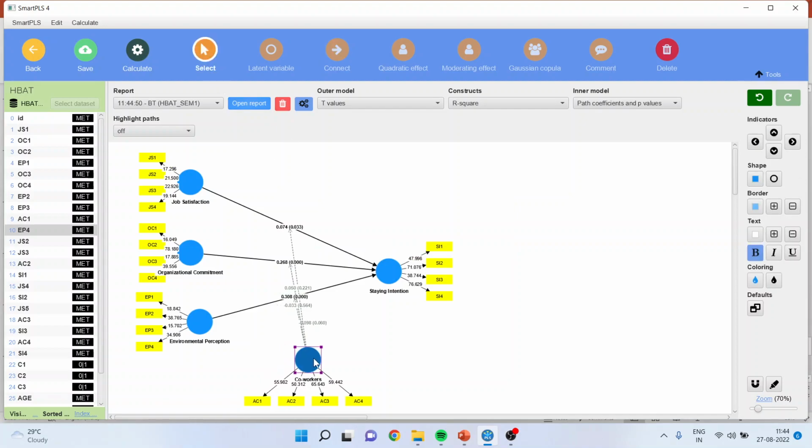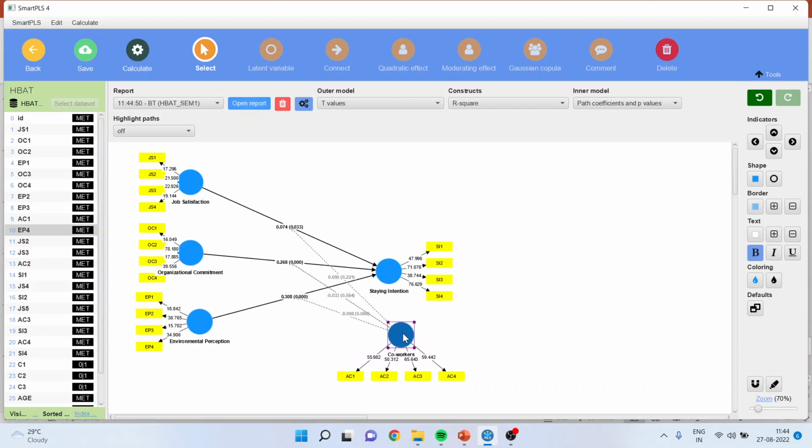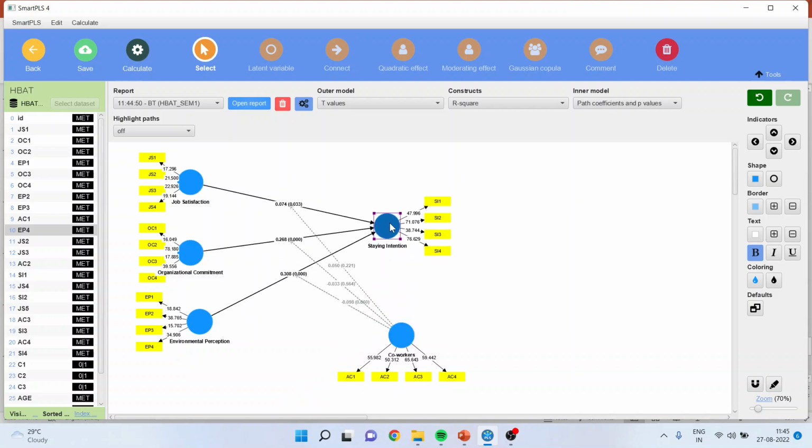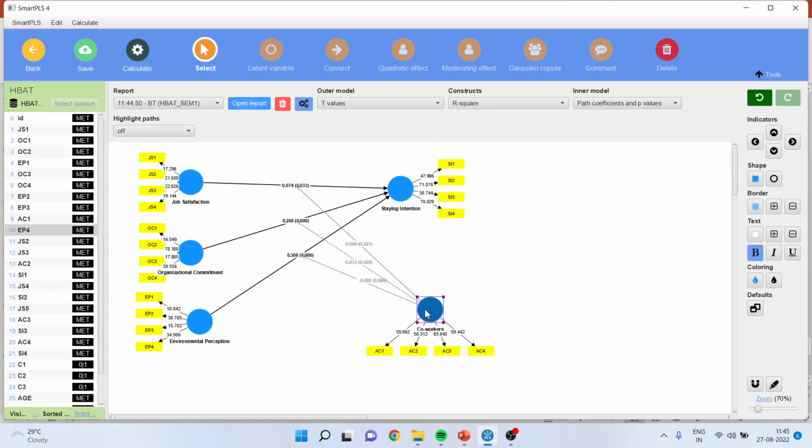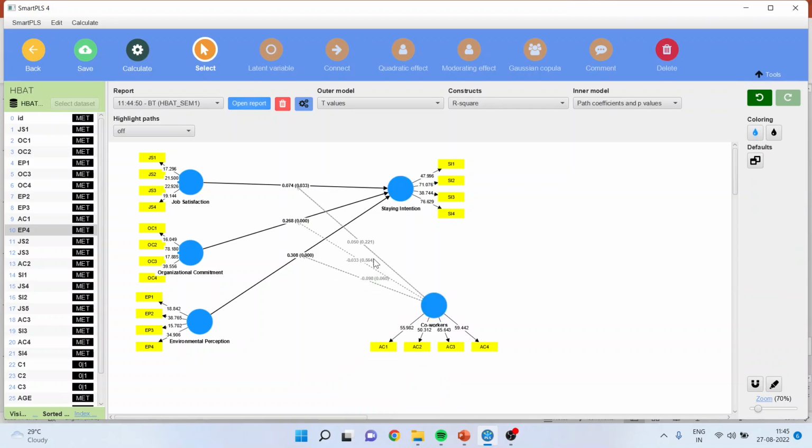If you feel that figures are not visible or you are not able to see the effect properly, you can reorient the things quite nicely. Now you can see here that the p-value of all these moderation effects are more than 0.05, and therefore this moderation effect is not significant. The co-workers are not significant of job satisfaction, organizational commitment, and even environmental perception, the effect has gone.